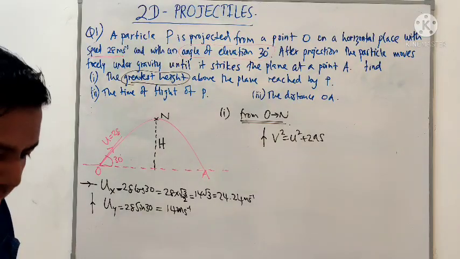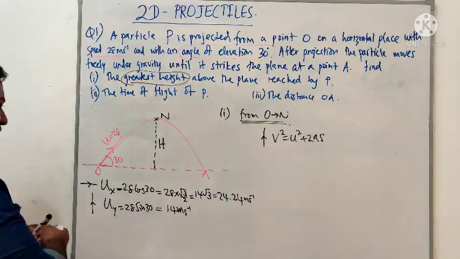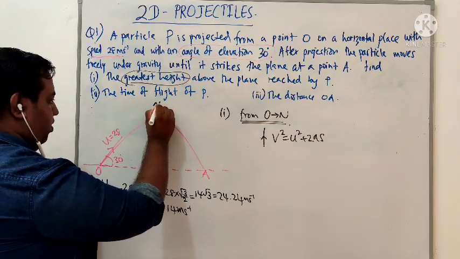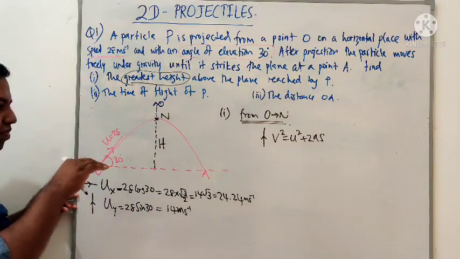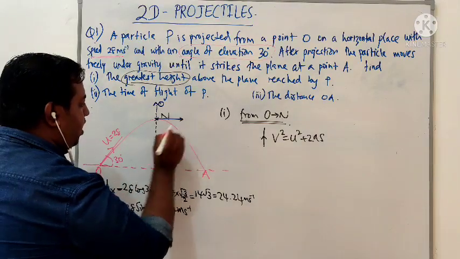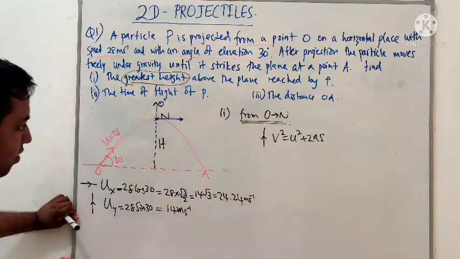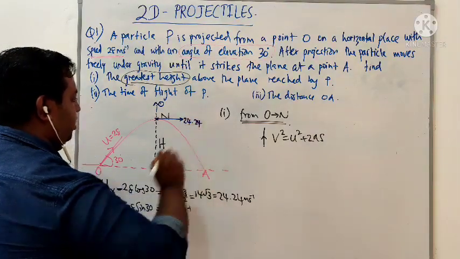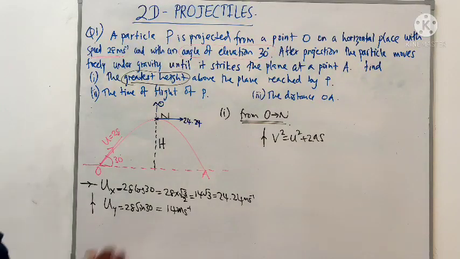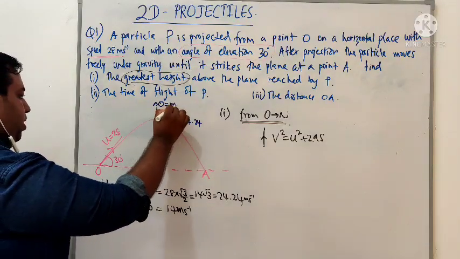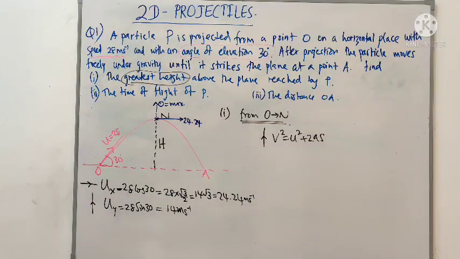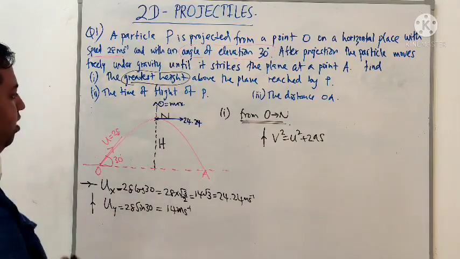So don't forget, in projectile motion at maximum height, only the vertical component of velocity is 0. The horizontal component is constant. Don't confuse, okay? Horizontal component is always Ux, 24.24. It doesn't change. At the maximum position, here, this is the maximum point, the velocity component vertically will be 0.